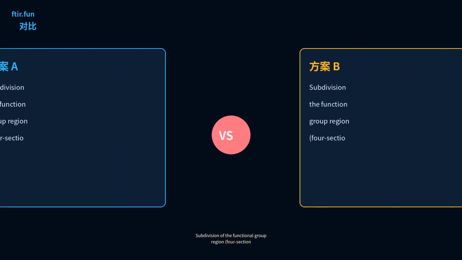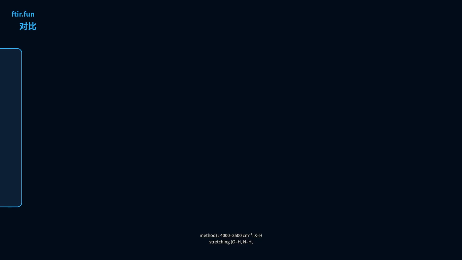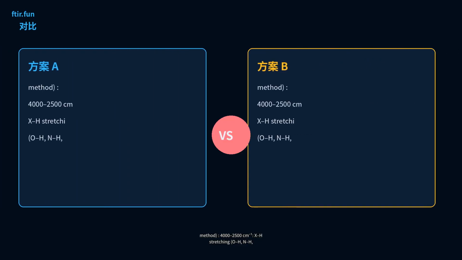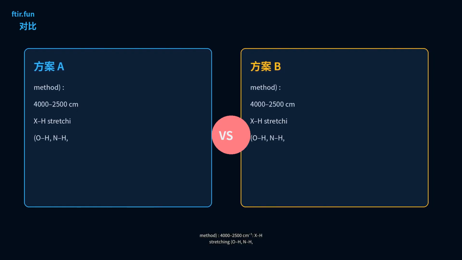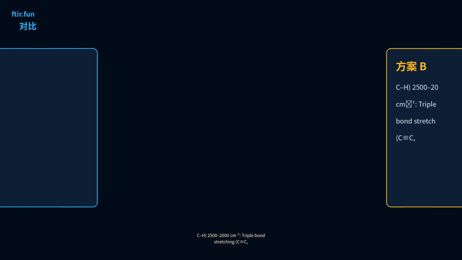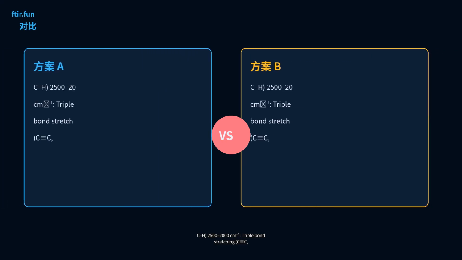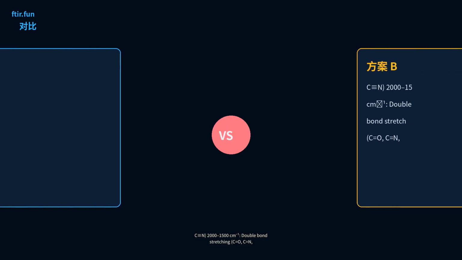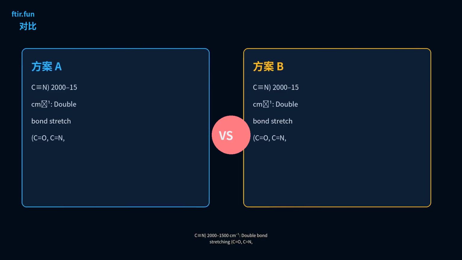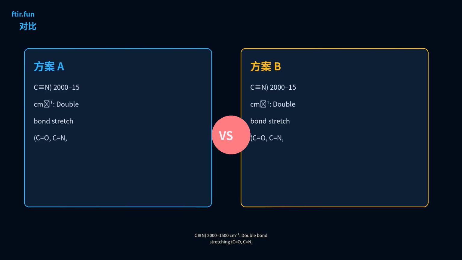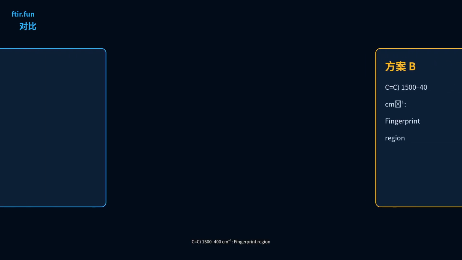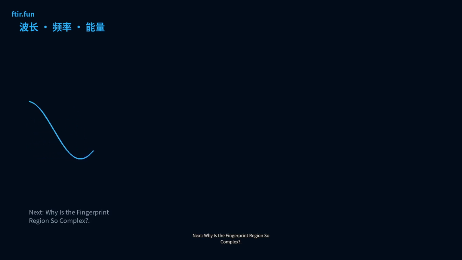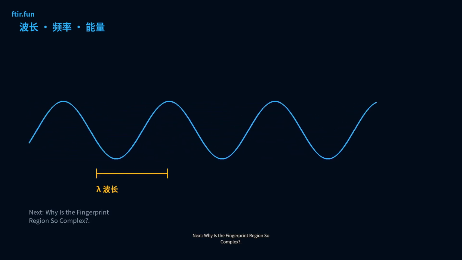Subdivision of the functional group region, four sections. X-H stretching, O-H, N-H, from 4,000 to 2,500 centimeters. Triple bond stretching, C≡C, C≡N, 2,500 to 2,000 centimeters. Double bond stretching, C=O, C=N, C=C, 2,000 to 1,500 centimeters. And 1,500 to 400 centimeters is the fingerprint region.